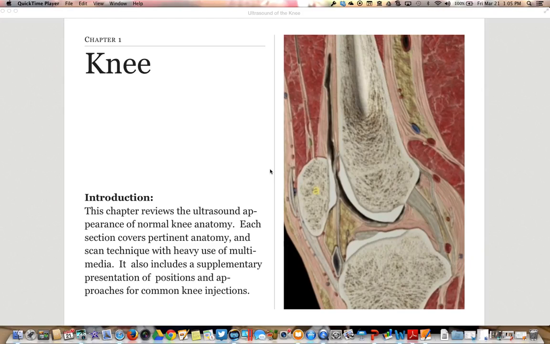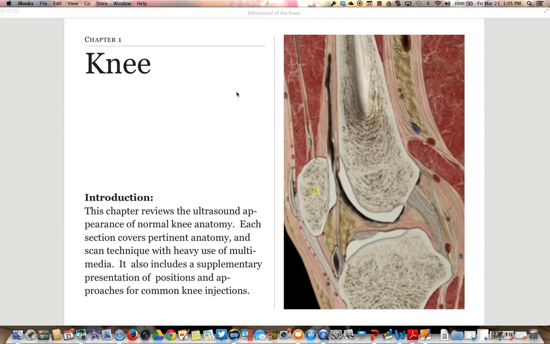Welcome to MSK Ultrasound of the Knee for Beginners. This video should serve as a supplement and introduction to the beginning AMSSM Basic Ultrasound Scanning course.